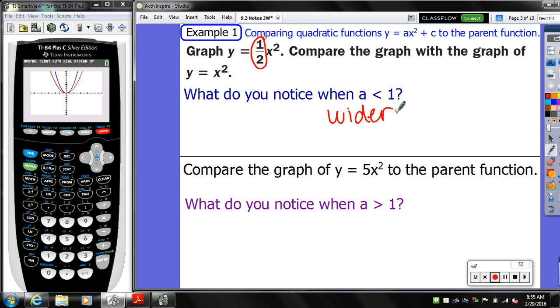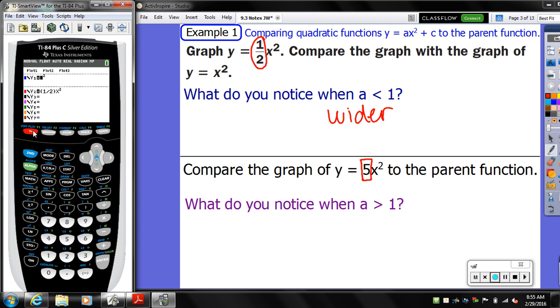So now we can make a prediction on the bottom when it says compare the graph of y equals 5x squared to the parent function. So I would predict that if a number less than 1, or a fraction, makes the graph wider, I could predict that a number higher than 1 is going to make it more narrow. So let's graph. Go back to y equals. As long as you're comparing, leave that parent function in y1. Now we're going to graph 5x squared.